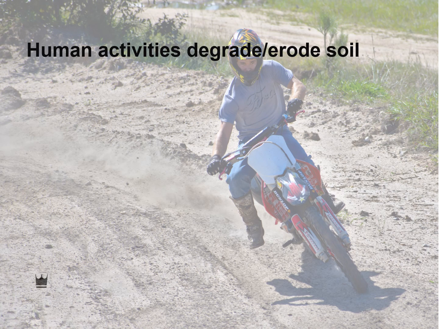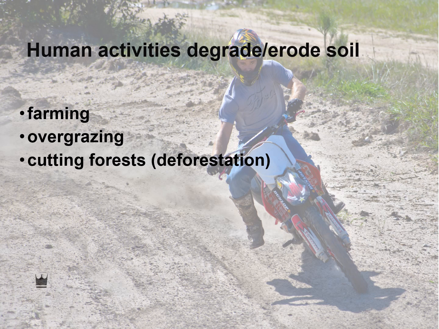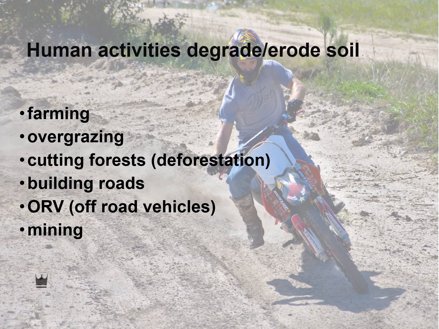Many human activities degrade and erode soil. Farming is one of the major reasons for soil degradation, especially when industrialized agriculture is practiced. Overgrazing of animals also causes erosion. Cutting forests, deforestation, removes the vegetation and allows greater erosion. Building roads, off-road vehicles, and mining also expose the soil and increase degradation and erosion.